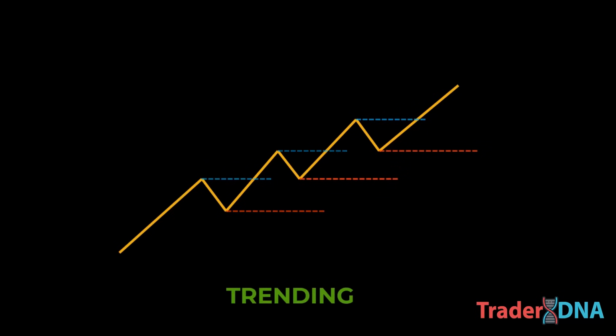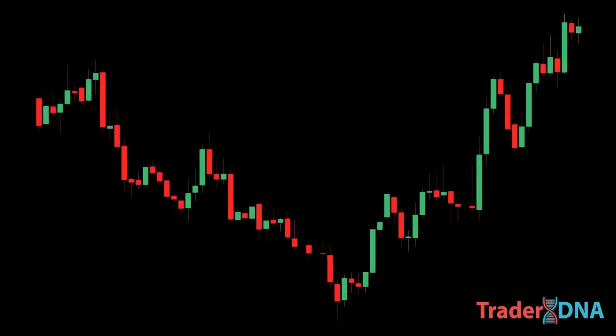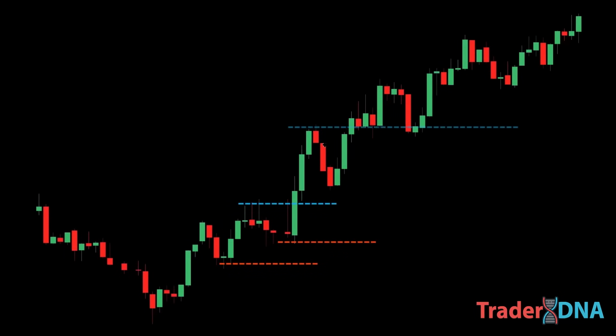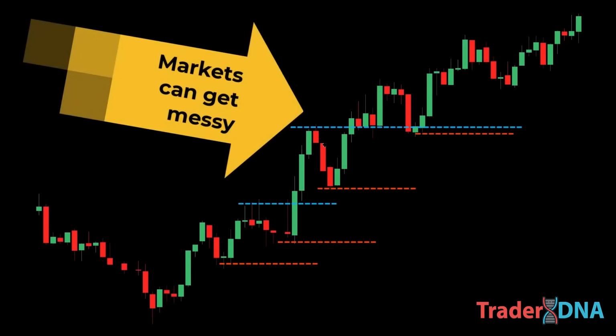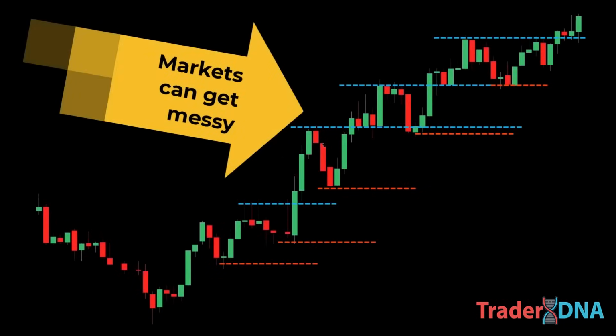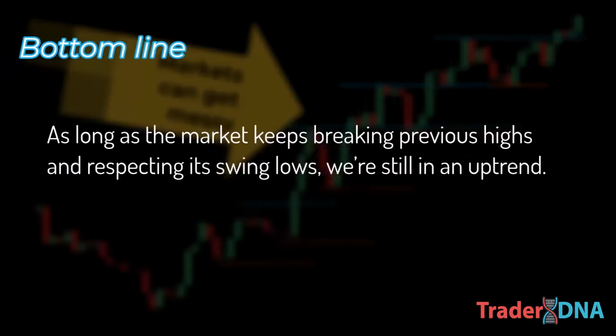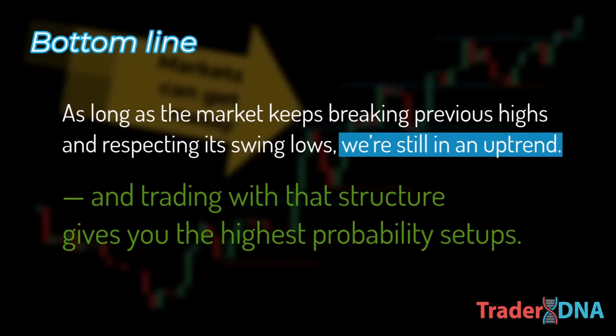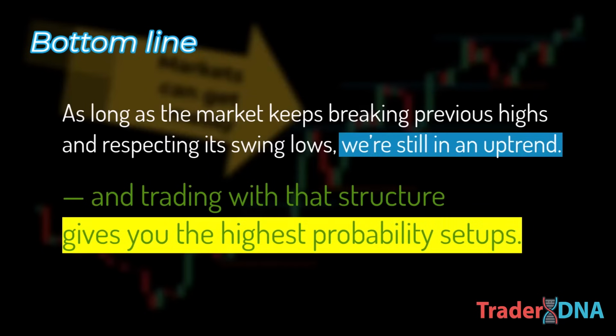And here's the key, during an uptrend, the market tends to break resistance levels and create new highs more often than it breaks support. Of course, price action isn't always clean. Markets can get messy. But even if you zoom into something as low as the 1 minute chart, you'll still see this pattern. Higher highs, higher lows, push after push. That's how bullish structure is formed. Bottom line, as long as the market keeps breaking previous highs and respecting its swing lows, we're still in an uptrend, and trading with that structure gives you the highest probability setups.